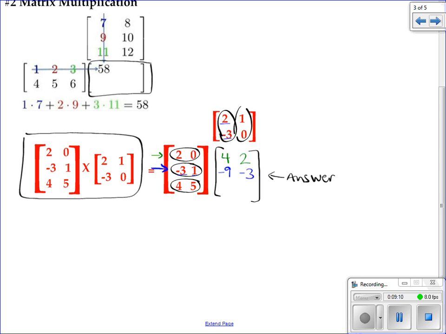Okay, this bottom row. We're going to take 4 times 2 and 5 times -3. So our first number is what? 8 plus -15 is -7. Okay, we're going to take this bottom row times the second column. So 4 times 1 and 5 times 0. That's just 4.